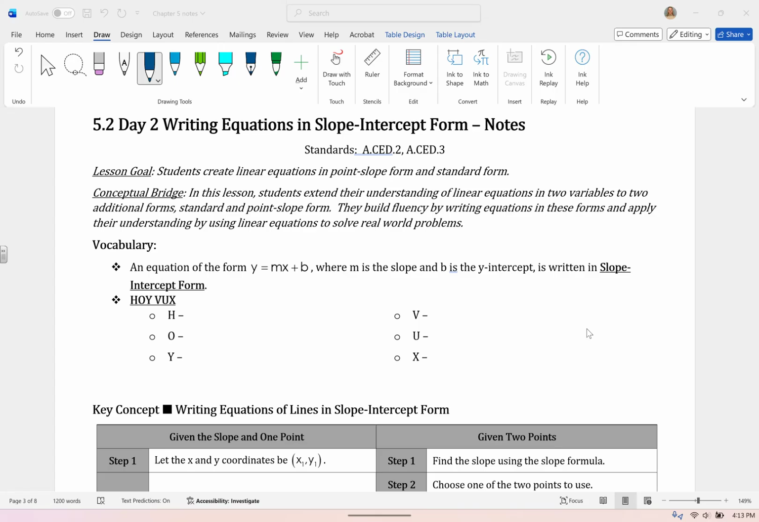Okay, so today we're going to be doing 5.2 day 2. Yes, there is a day 3. So 5.2 day 2 is going to be using point slope formula, and we're going to end up with our equations in slope intercept form. And so we're going to talk about that today pretty heartily.